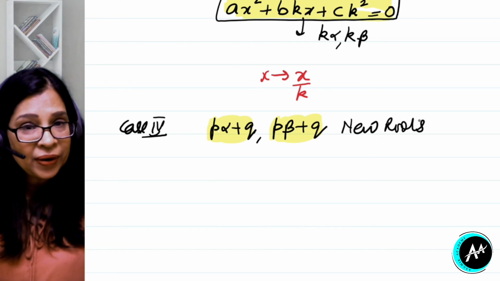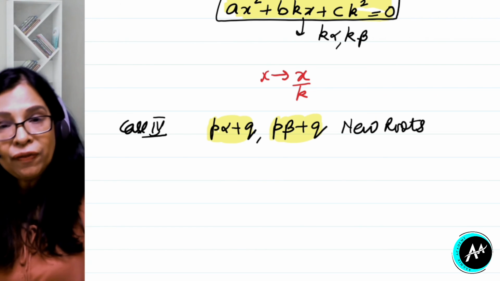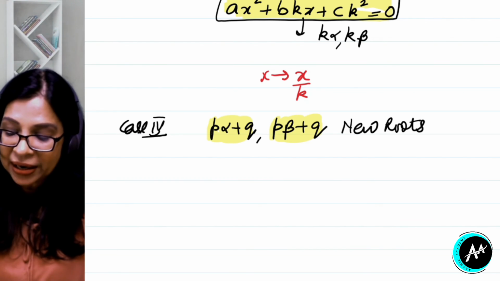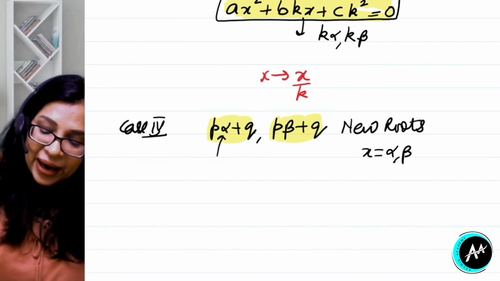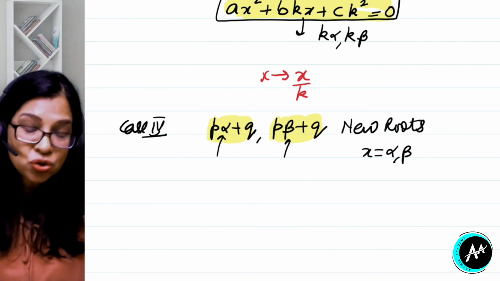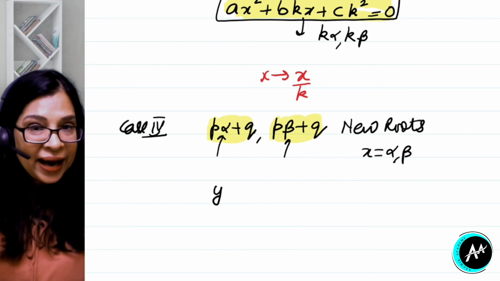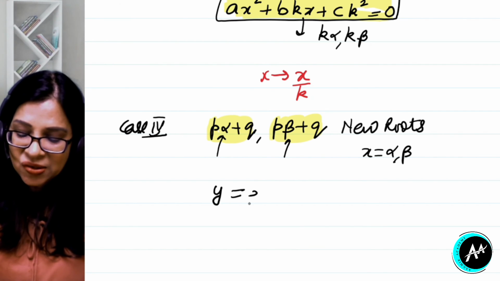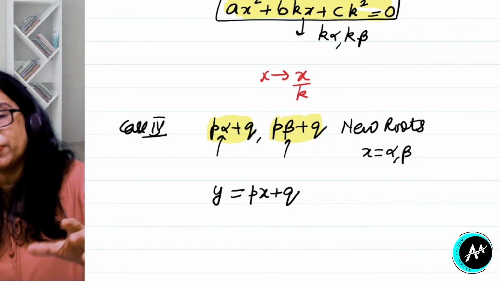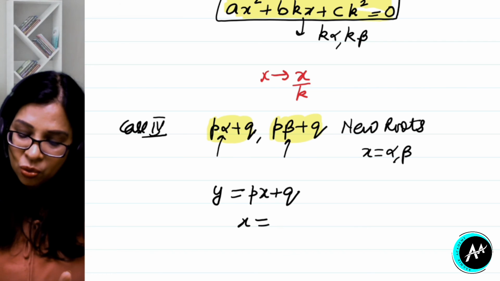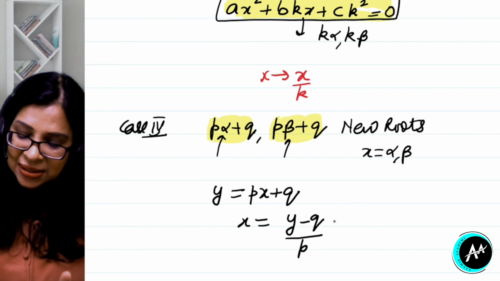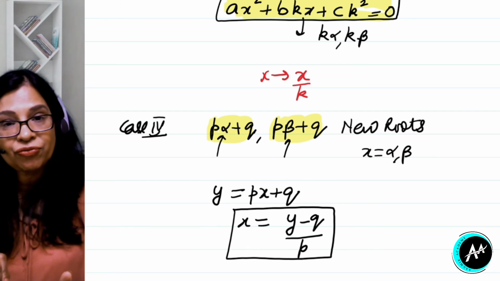Again the same method, that if I had in the original roots x as alpha beta, then now here in place of alpha and beta we are going to write x. So what is the substitution? y will be equal to px plus q. So you can observe that we replace alpha and beta by x. So what is x here now? x will be equal to y minus q upon p. So this is the value of x that we have.